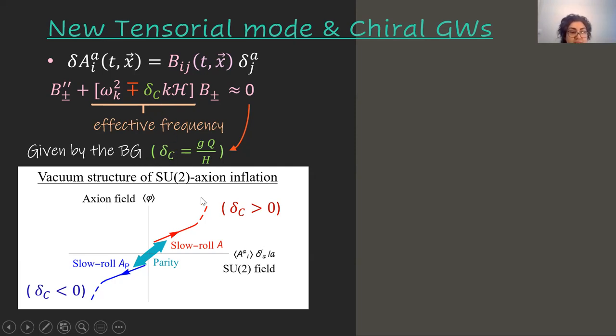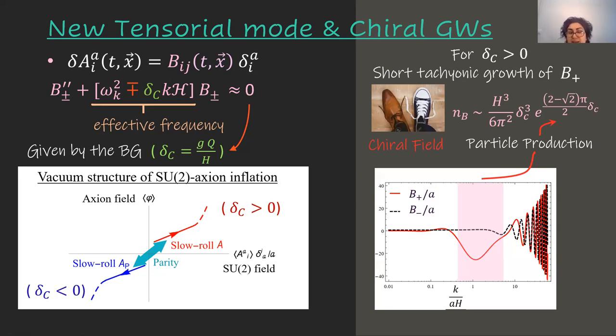In the red slow-roll trajectories, delta C is positive. And when we are in the blue slow-roll trajectories, delta C is negative. Let's assume that delta C is positive. So now the plus helicity state of the tensorial mode will have a short phase in which its effective frequency squared is negative. So it will have a short tachyonic growth for the B plus. Remember that B plus was a chiral field because the minus helicity state doesn't experience this tachyonic growth, only the plus helicity state will have it. And therefore it's a chiral field.